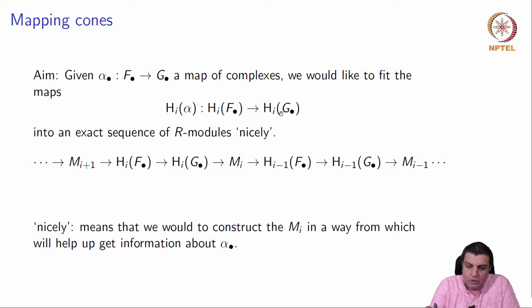So the aim is to understand the induced map in homology: how does it fit together? What is its kernel and cokernel? These things would be clarified if you put them in a nice exact sequence like this. So the aim is to construct such a nice exact sequence.